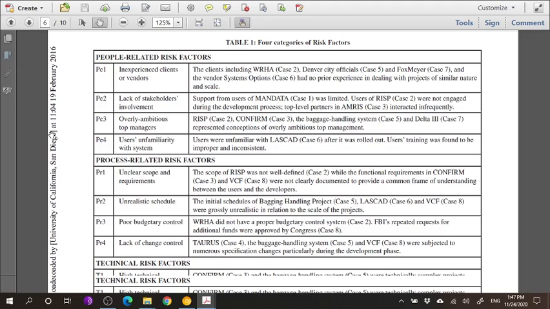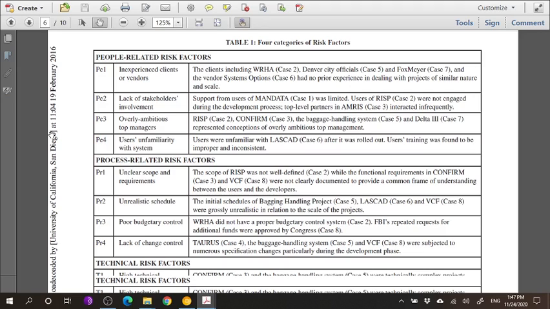And in case number 3, which is the AMRES case, the top level partners, the management itself, and the various organizations that were working together to implement that system, were simply not interacting enough to get that system up and running, which is why it failed.